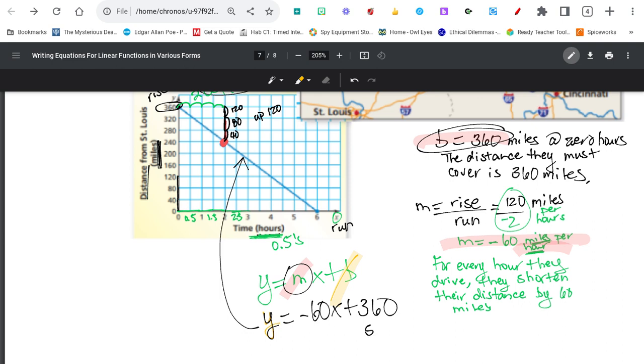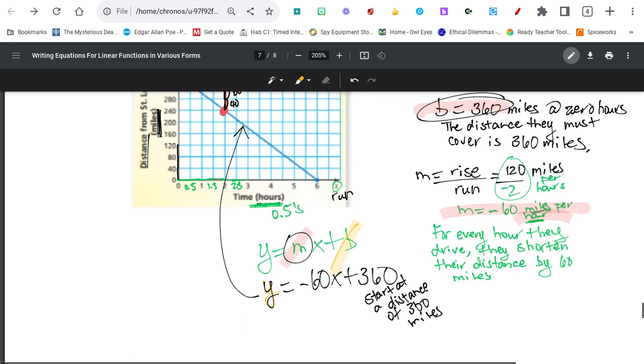Means we start at a distance of 360 miles. Okay, and that's at 0 hours. We haven't gone anywhere. That b is always at the 0, whatever that unit is down here on the x-axis, okay? And this just means it's a decrease of 60 miles per hour.